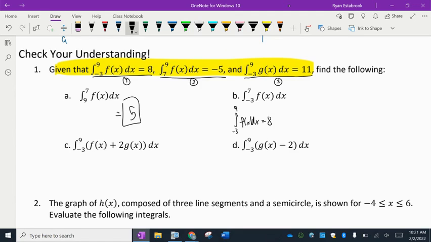How are we going to use number 2 then? Because 2 is going from 7 to 9, and we want to go from 9 to 7. So the integral from 9 to 7, the one we just found, plus the integral from 9 to 7 of f of x dx, which is 5. So we have 8 plus the 5. We add those integrals together, 8 plus 5, 13.